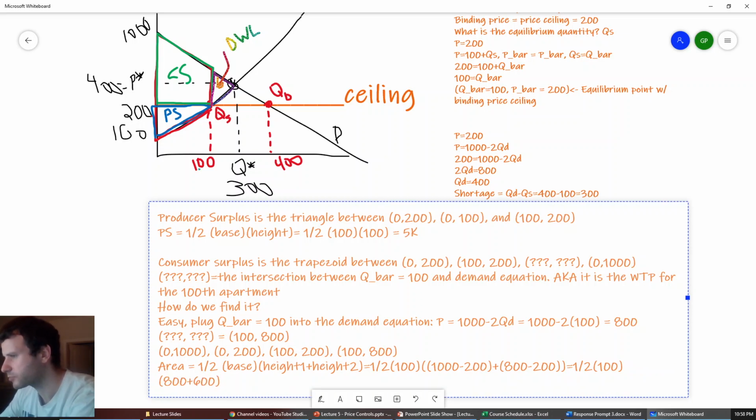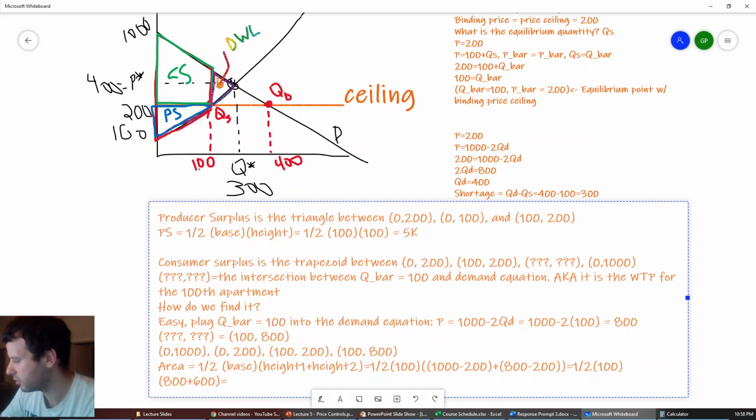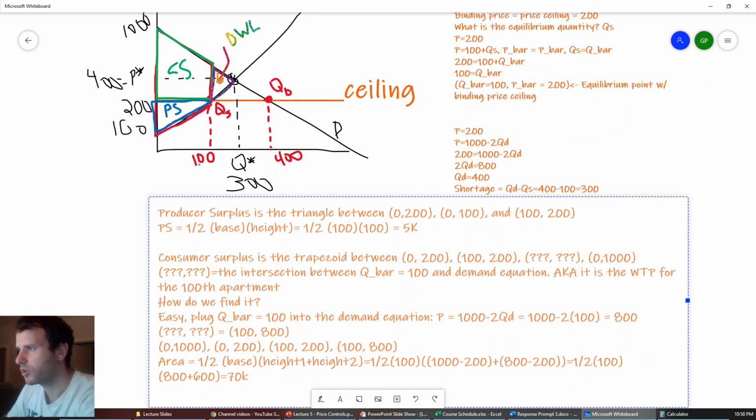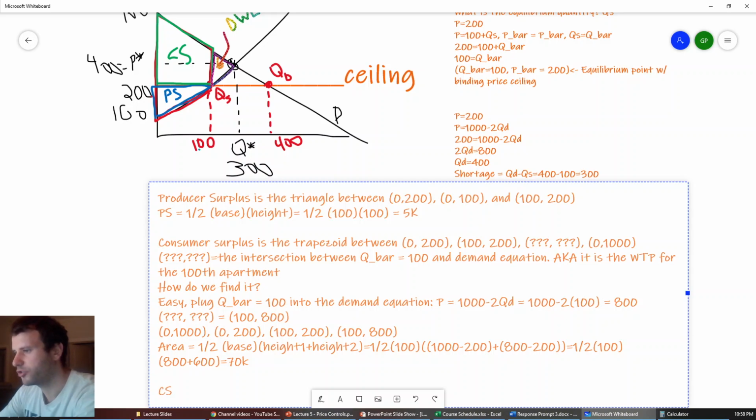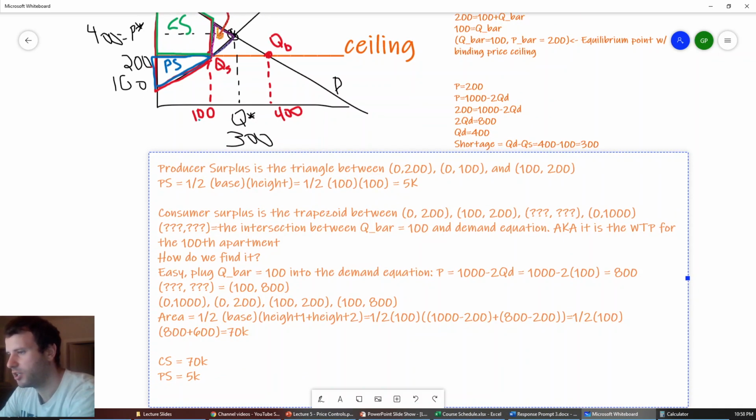800 plus 600 times 100 times 1/2, we're going to get 70K. And that is your consumer surplus. So consumer surplus equals 70K, producer surplus equals 5K, total surplus then must equal 70K plus 5K, which equals 75K.